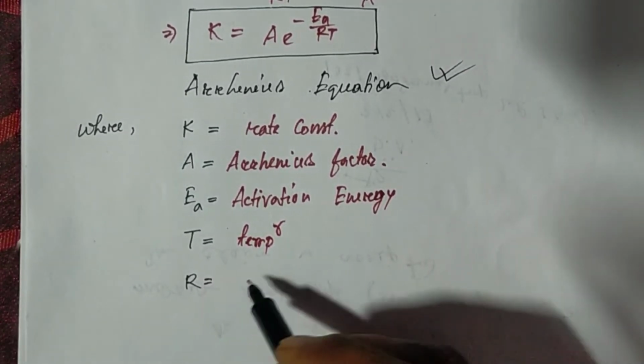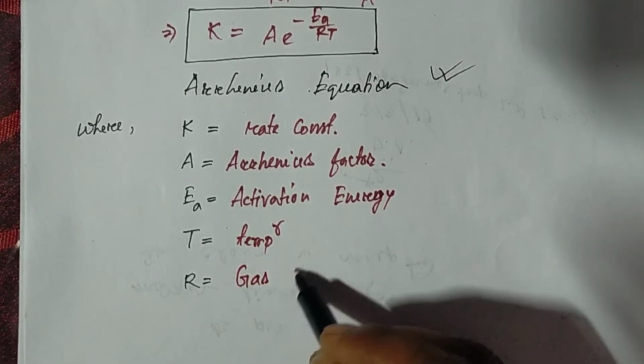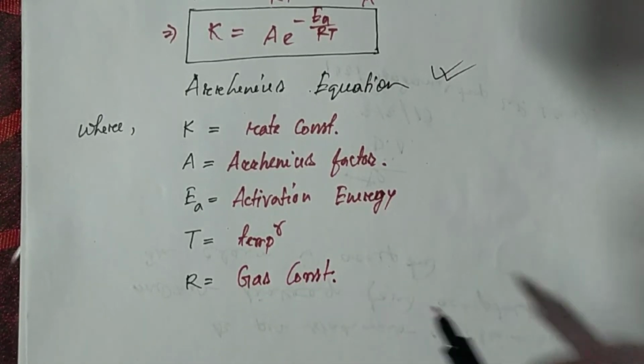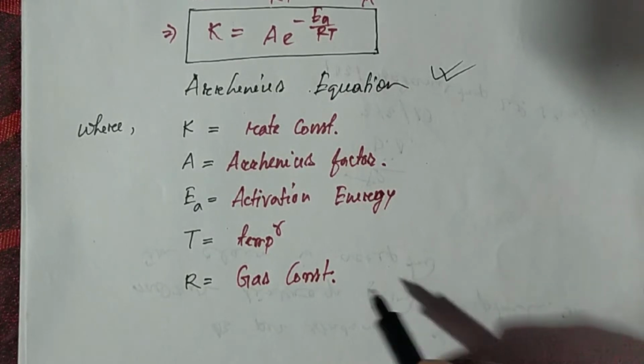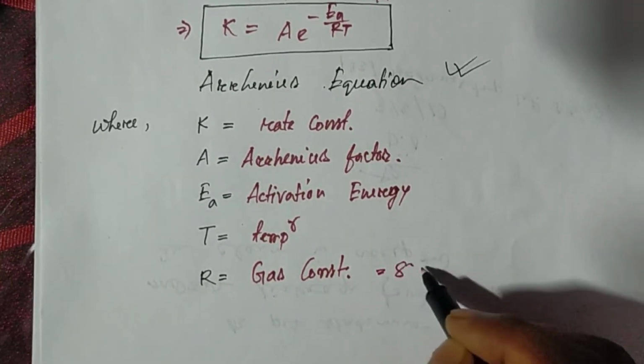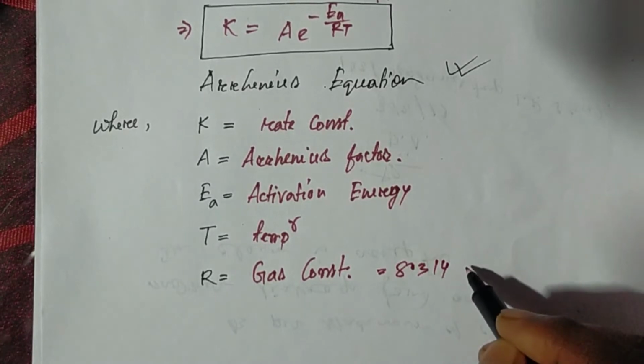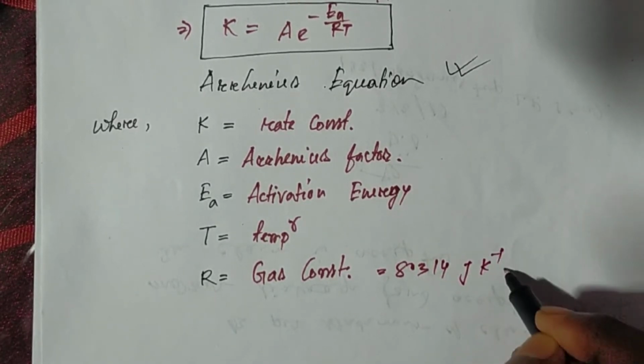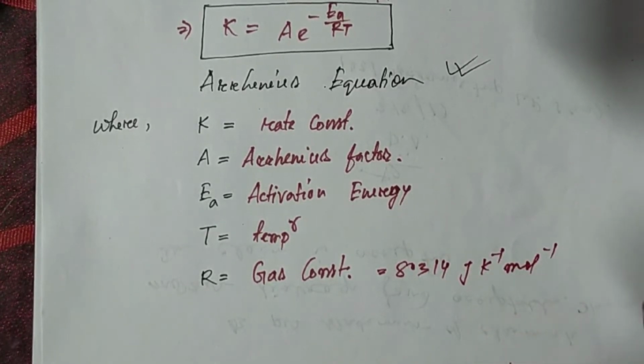Okay, and R is the gas constant, and the value of R is 8.314 joule Kelvin inverse mole inverse. Now I am going to discuss the determination of energy of activation and Arrhenius factor, and we will determine the activation energy from the graphical method.